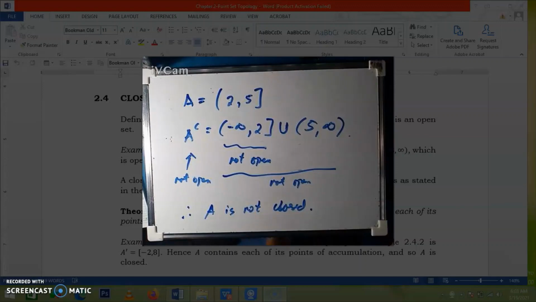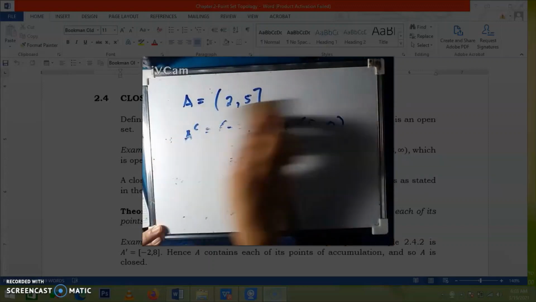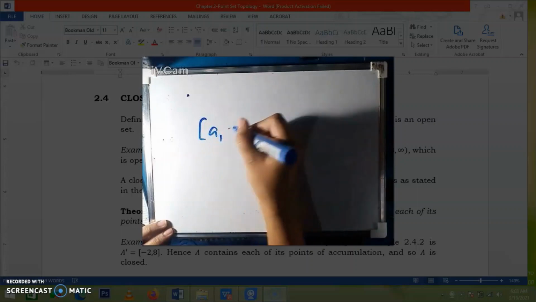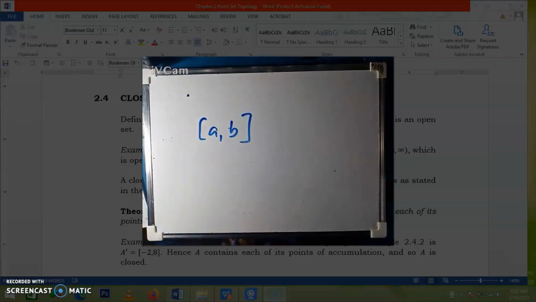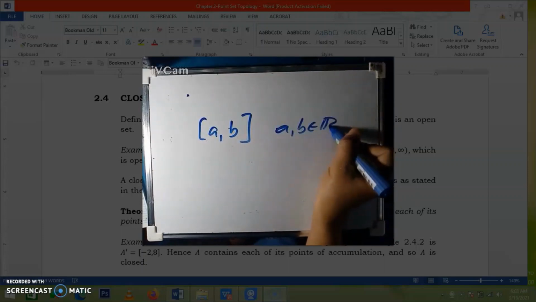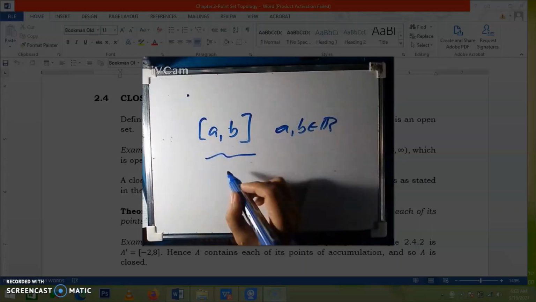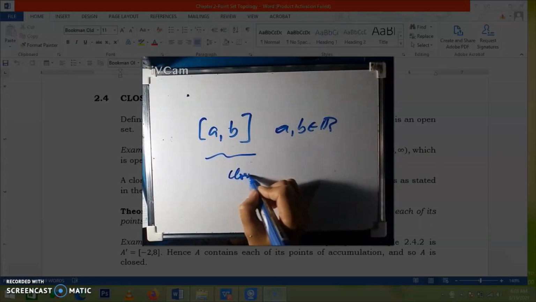So in general, any set that has this form [a, b], as discussed a while ago, is closed, where a, b are real numbers. So in general, this form of set is closed.